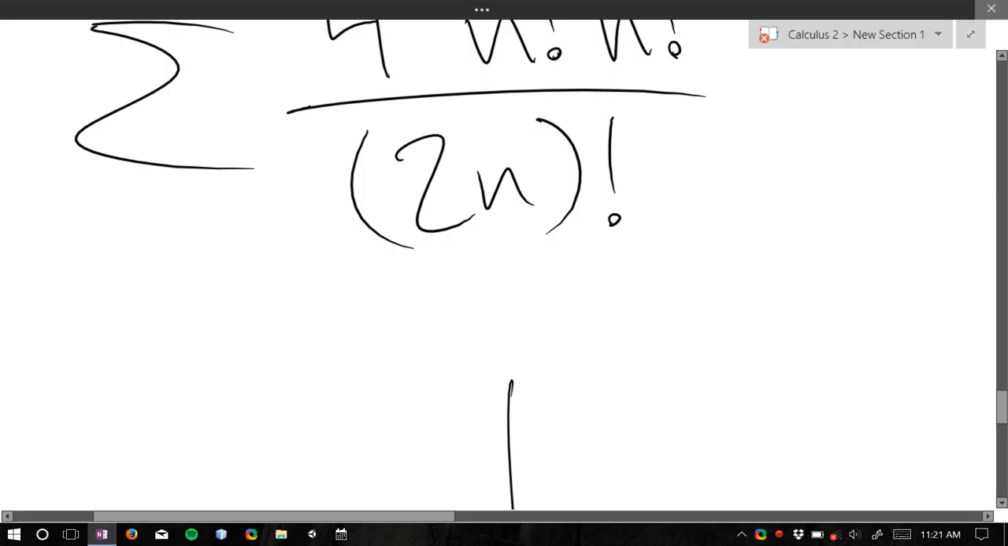So it's 2 plus 0 over 2 plus 0. There should be zeros there, because the derivative of a constant is 0.